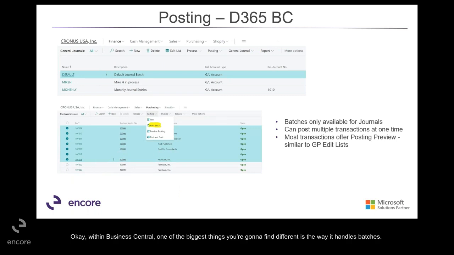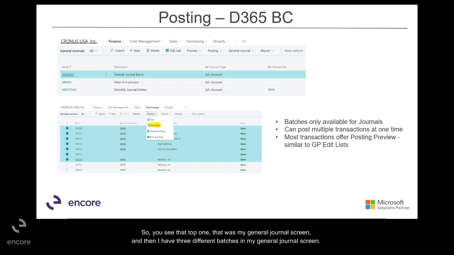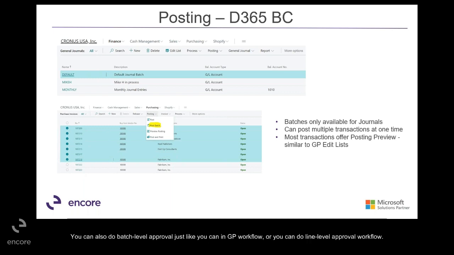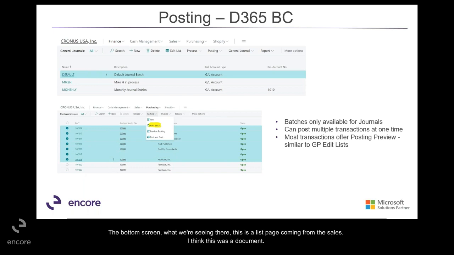Okay, within Business Central, one of the biggest things you're going to find different is the way it handles batches. So Business Central does have batches, but it only has them for journals. So you see that top one, that was my general journal screen, and then I have 3 different batches in my general journal screen. You can also do batch level approval, just like you can in GP workflow, or you can do line level approval workflow.